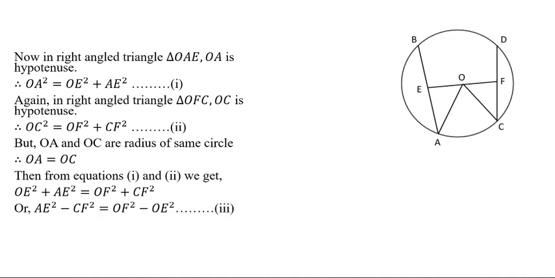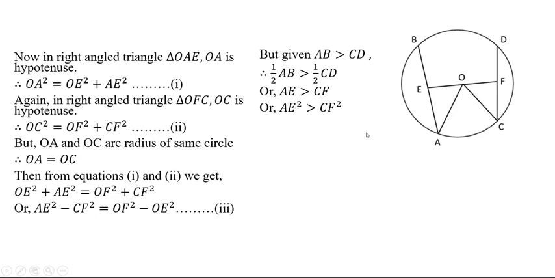Now, changing side, AE square minus CF square equals OF square minus OE square. But given AB is the larger chord and CD is the smaller one, therefore half AB is greater than half CD. Half AB means AE and half CD means CF. Squaring both sides, AE square is greater than CF square, or AE square minus CF square is greater than 0.